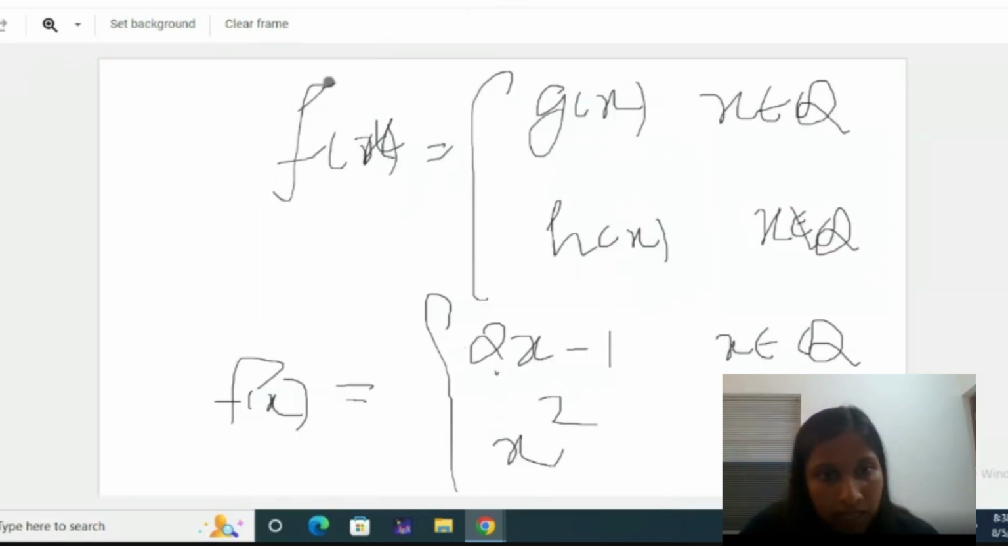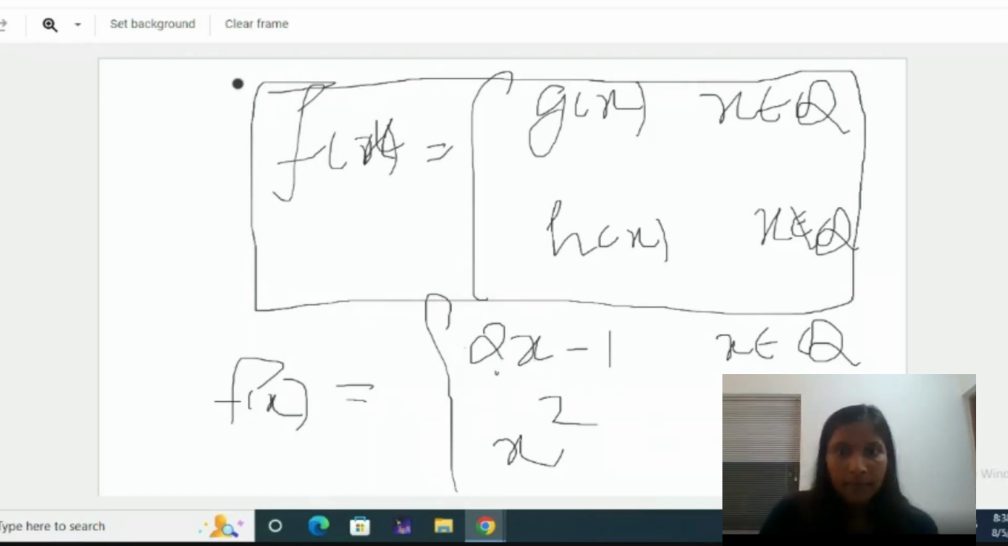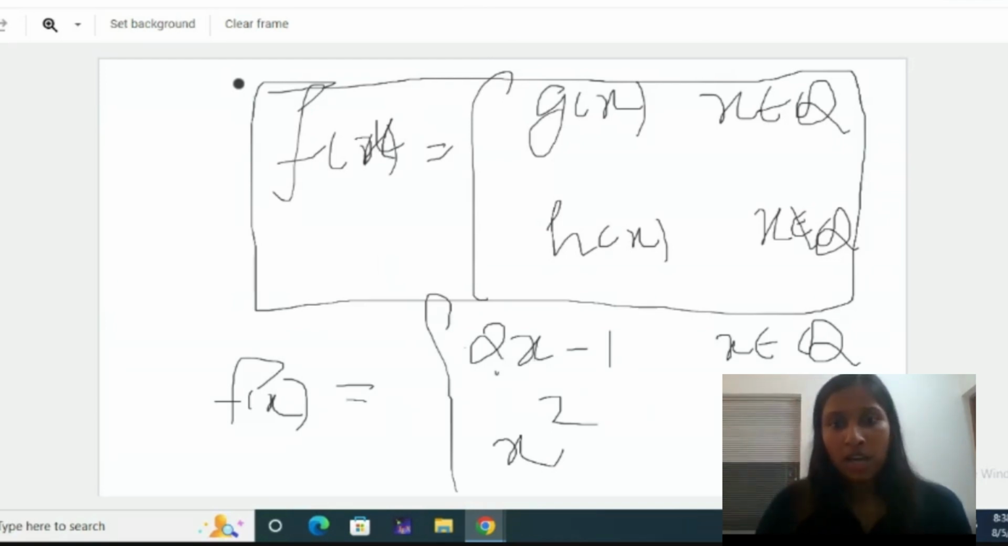So can anyone generalize this? If a function is given, g of x for x belonging to q, h of x for x not belonging to q, you have to give the points where the function's limit does exist. So what will be the answer?